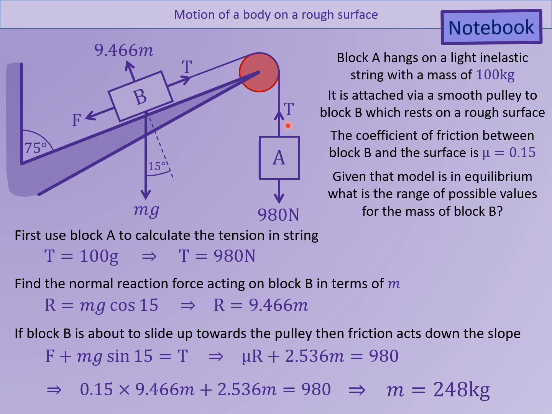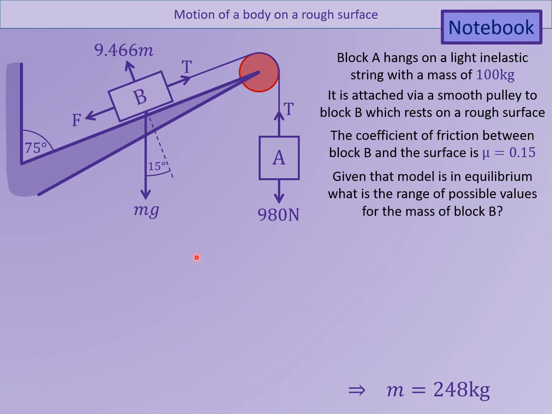So 248 is the very least amount it could be, so that A is not strong enough to move it down. If that's lighter, then A will pull it down. Okay, so we've sorted out what its minimum weight, its minimum mass, could be. What about its maximum mass to stop it moving down there? Because obviously if that's, let's say, 10 million kilograms, it's just going to go straight down the slope. So what's its maximum mass to stop it from moving down?